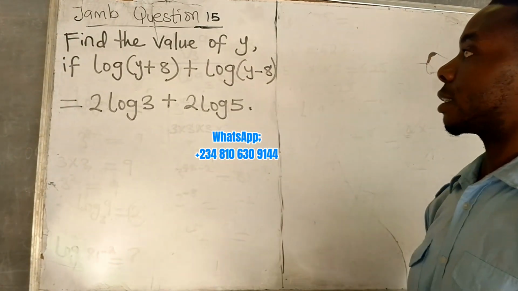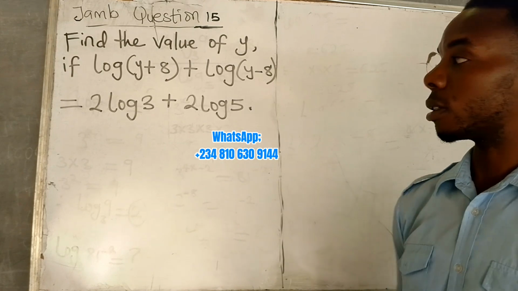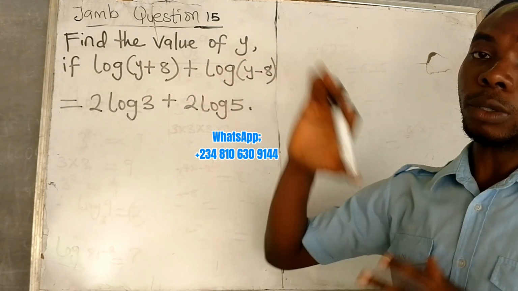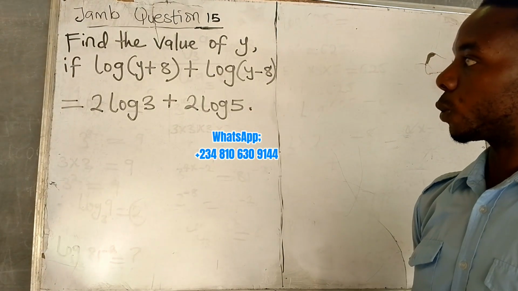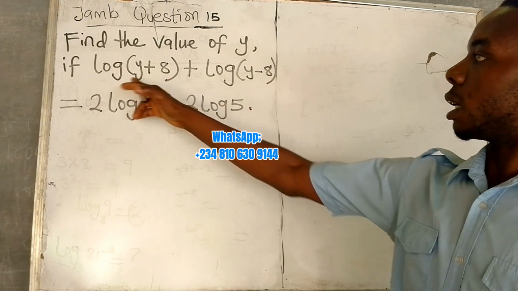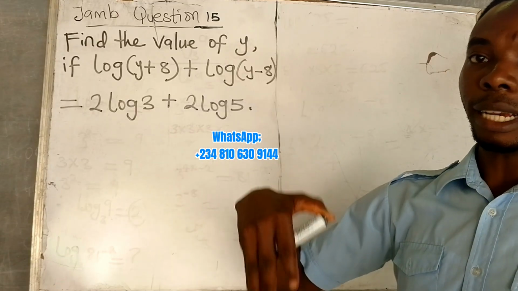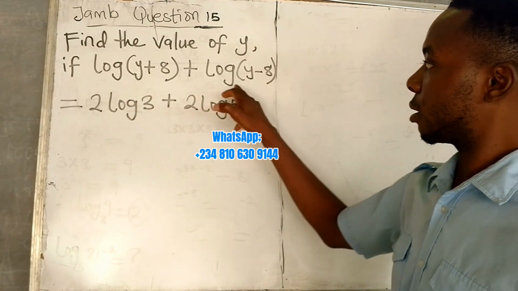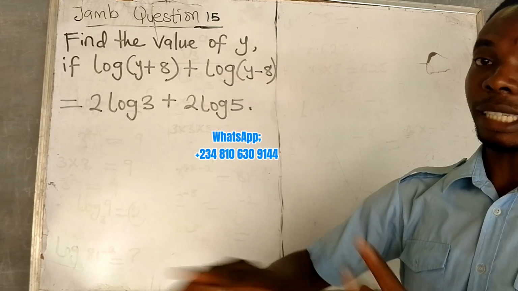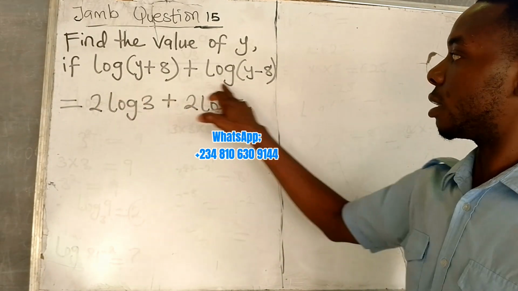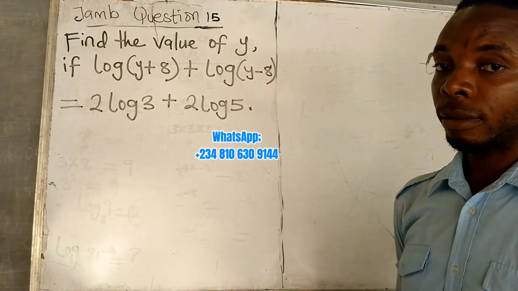Now, when you see this kind of question, what they're asking you to find is the value of y. You can see, look at this logarithm. All of them are in base 10. Once you do not see any base, it simply means they are in base 10. Automatically, you say that they are in base 10. There is no base here, so it is base 10.